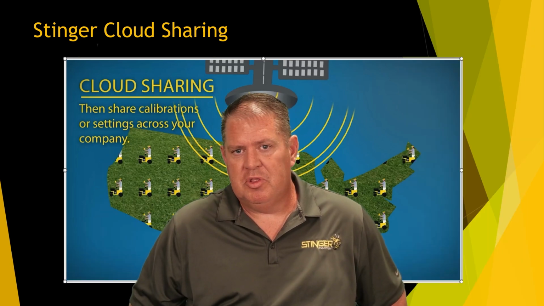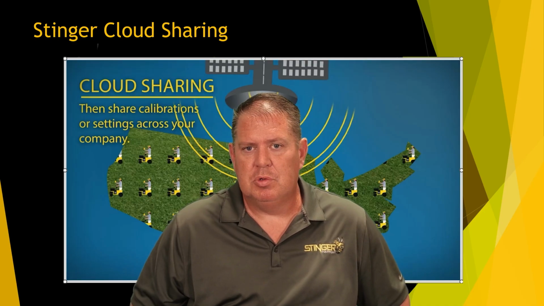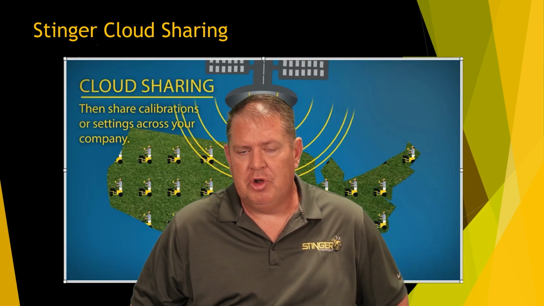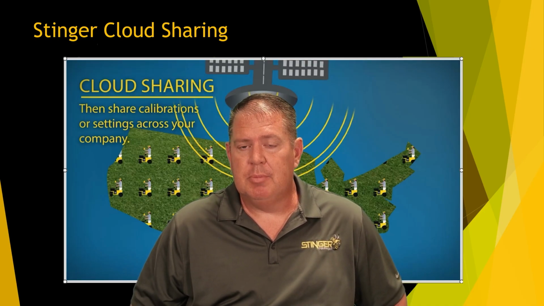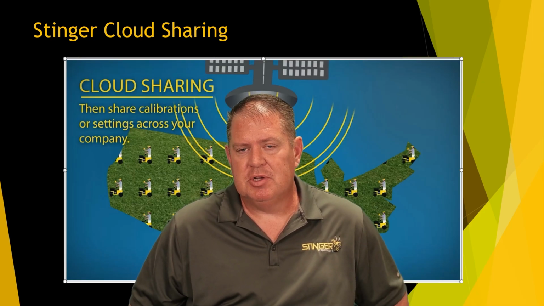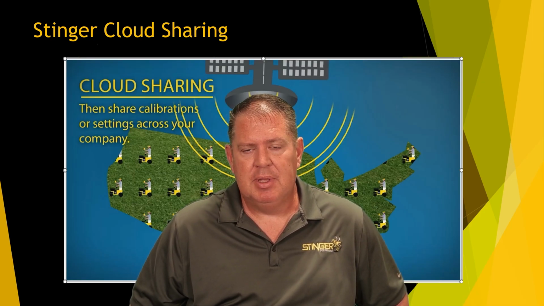Stinger's cloud sharing within the OneTouch app is an incredibly powerful tool. It allows one person to create calibrations or create entire machine setups and share those files across the company or across the region so every machine operates exactly the same and as expected.